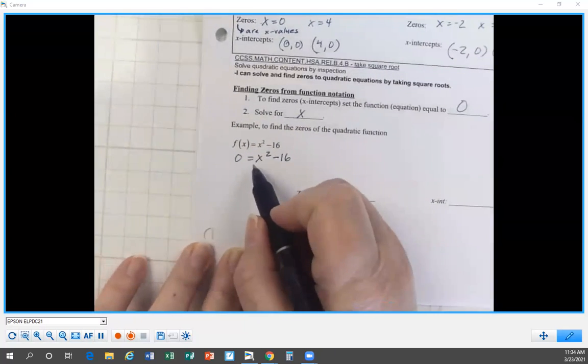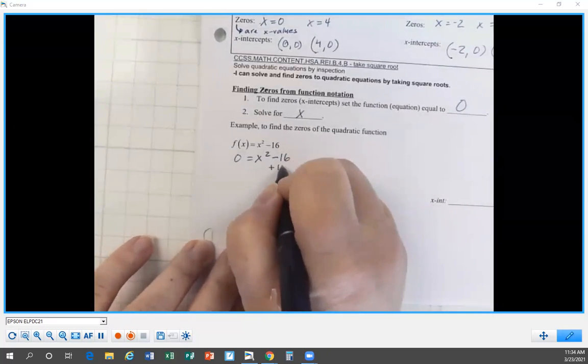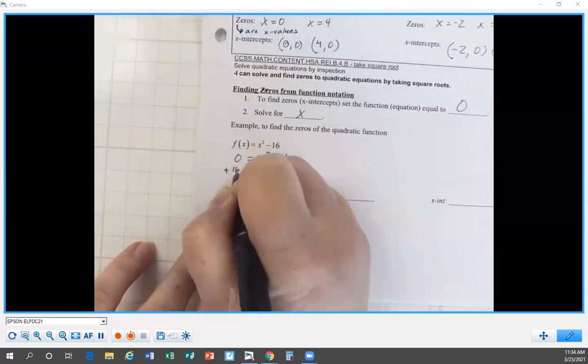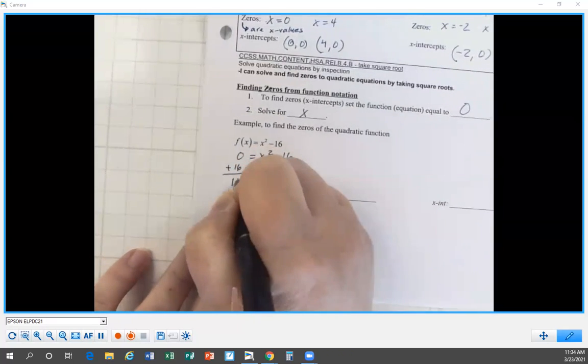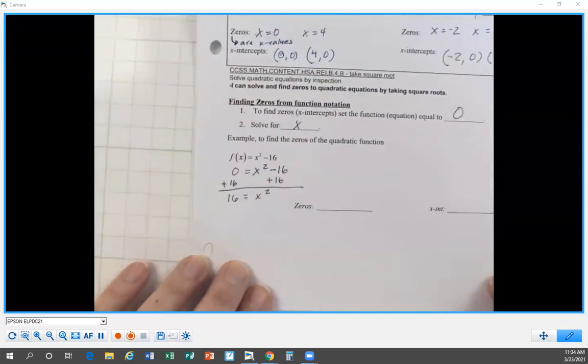Then we would start by solving, we want to isolate the x variable. Remember, we're using the order of operations in reverse. So we will add 16 to each side. This will give us 16 equals x squared.